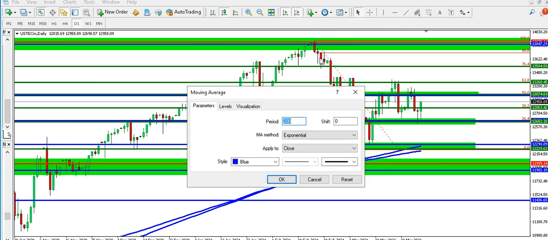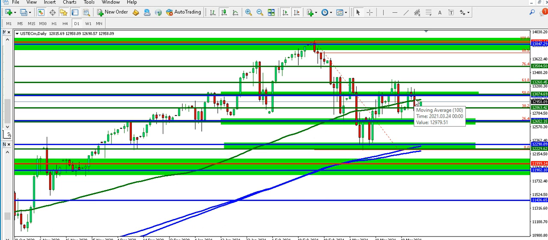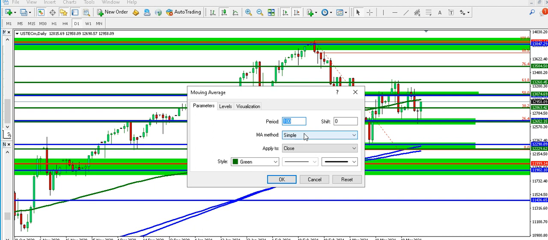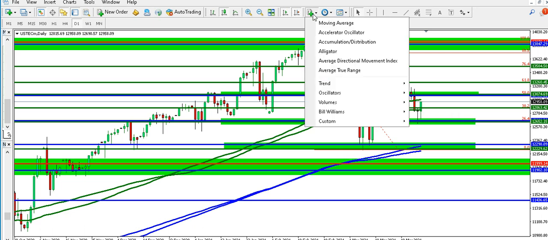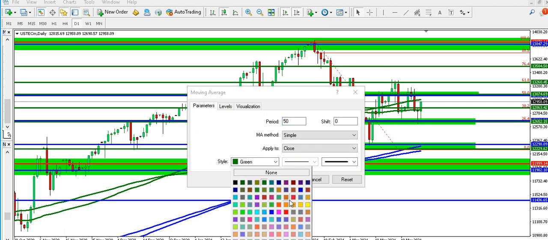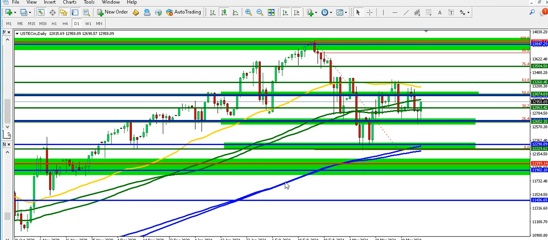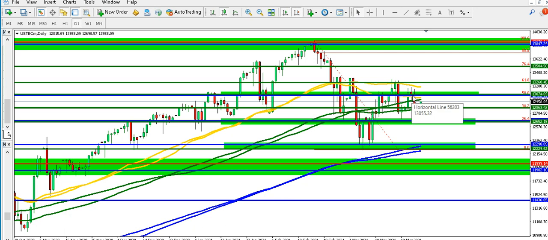And I'm going to add the 100 simple moving average. Change the color to green. Okay, that's it here. It's going to form a resistance to price. Then the 100 exponential is below price. Okay, support and resistance. Then finally I'm going to add the 50 simple moving average. Color will be gold. It's going to form a resistance to price. And now finally I'll add the 50 exponential, also a resistance to price.